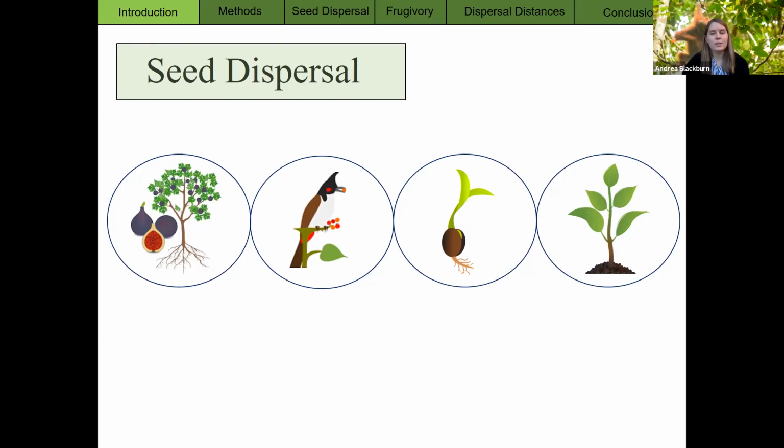Frugivore movement and behavior shapes how far from the initial fruit source or parent tree the seed is dispersed. Additionally, the conditions where the seed lands can also affect seed survivorship. Once dispersed, if the conditions are appropriate, germination may occur, and finally, establishment may occur. This is where a germinating seed takes root.